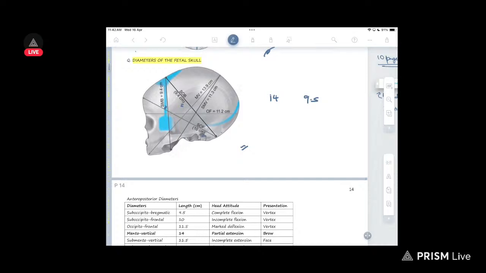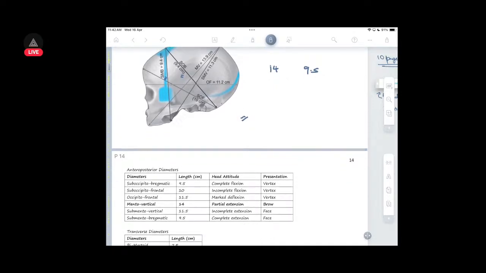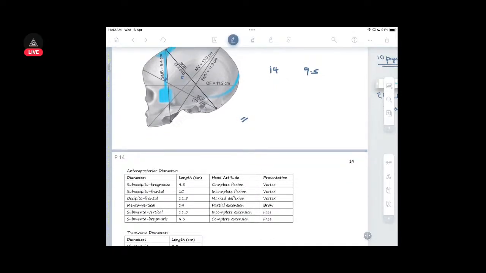Suboccipitobregmatic, which is 9.5. Submentobregmatic is also only 9.5 centimeters diameter. So face presentation will come with submentobregmatic. Biggest is mentovertical, which is 14.